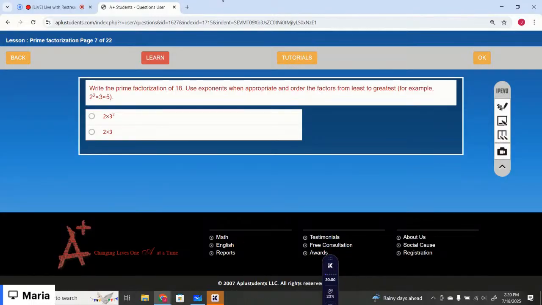Write the prime factorization of 18. Option number 1 is the correct option. That is 2 times 3 square.